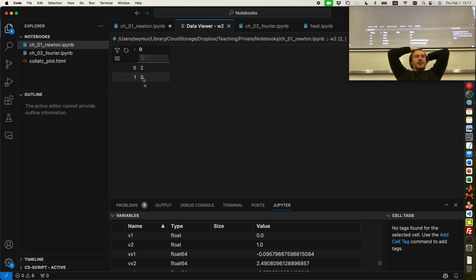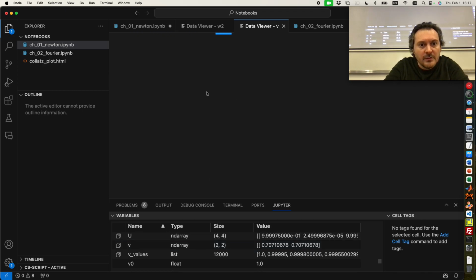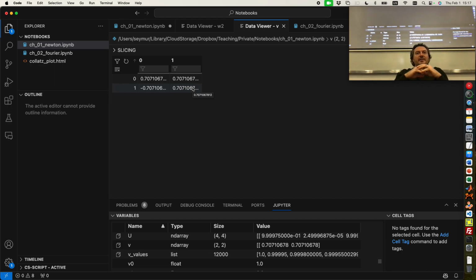I will talk more about this. You are too bored, too tired for today. But for the second one, omega is 0, and let's look also at the eigenvectors. So the eigenvectors for them are pointing in the same direction. It's basically corresponding to the following.